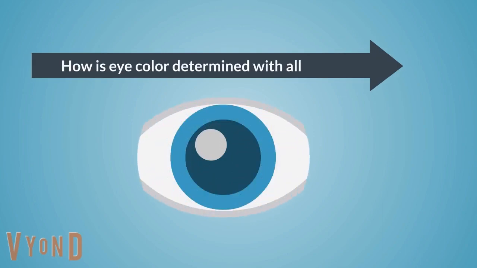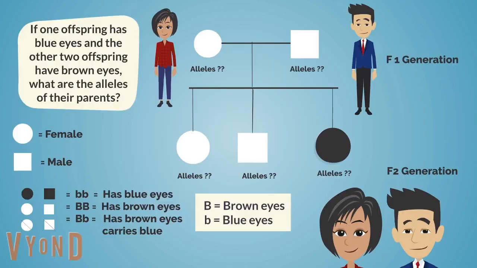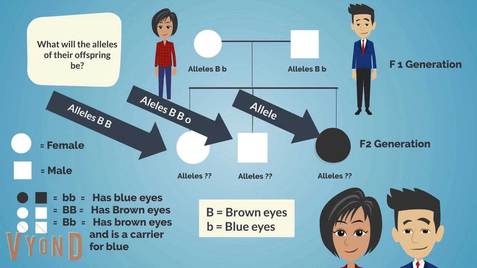How is eye color determined with alleles? If 2 offspring have blue eyes and the other has brown, what are the alleles of the parents? What will the alleles of the offspring be?